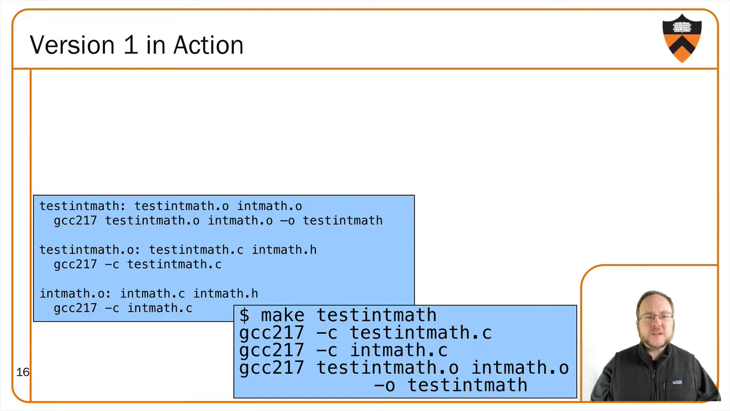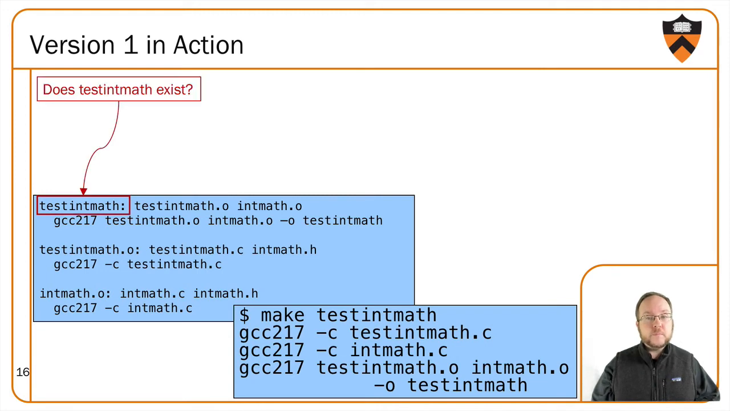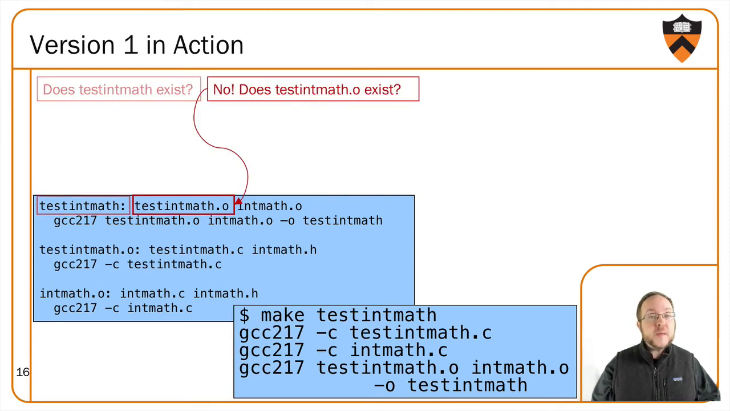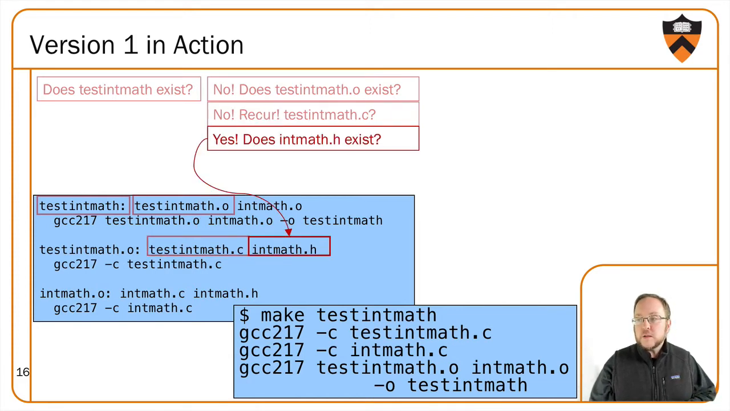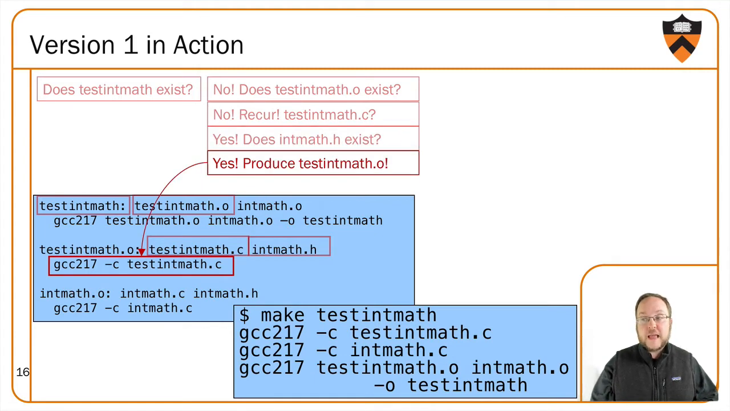So let's step through this process. We try to make the executable, which doesn't exist. So make checks on its prerequisites. The first doesn't exist, so we recur and make the prerequisite. You can see in the bottom of the window that the first compilation that happens in the command to build testintmath is the first prerequisite, testintmath.c being compiled into testintmath.o. So we then check, does intmath.h exist? It does, and now we can do that command.